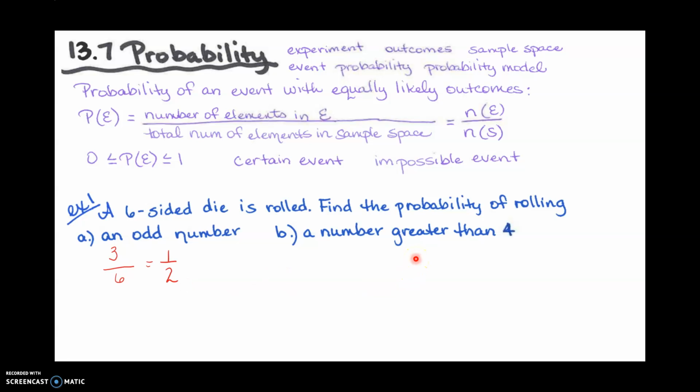All right, look at the next one, a number greater than 4. So again, I still have 6 numbers to choose from, but how many of those are greater than 4? Just 5 and 6, right? So that would be 5 and 6 out of all 6 of them, and again, I'm going to put my answer in lowest terms.